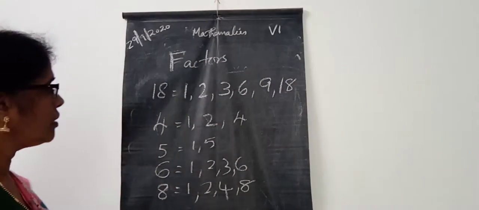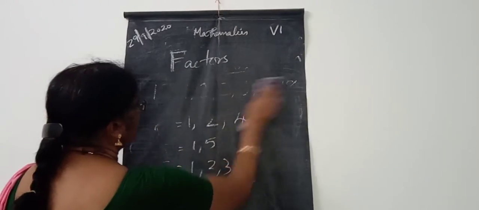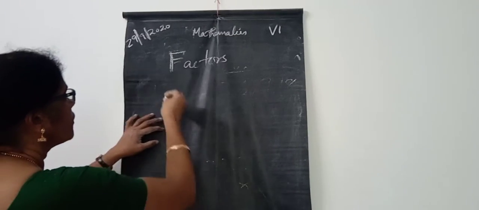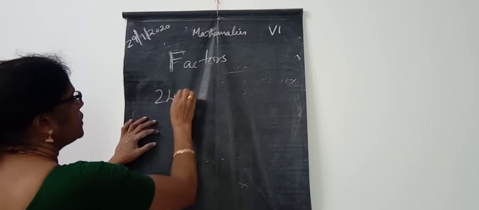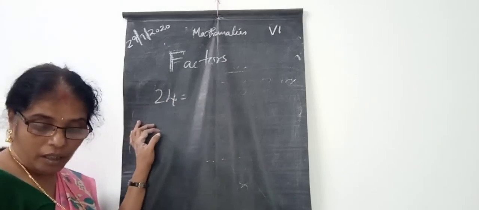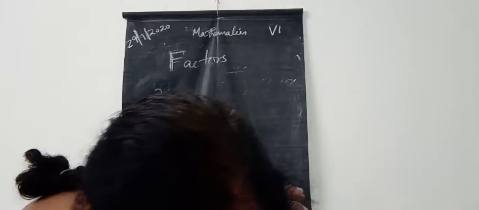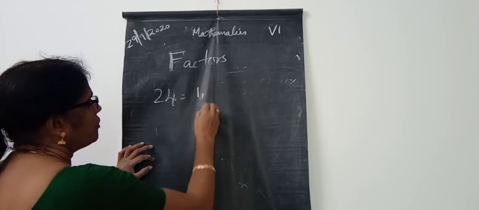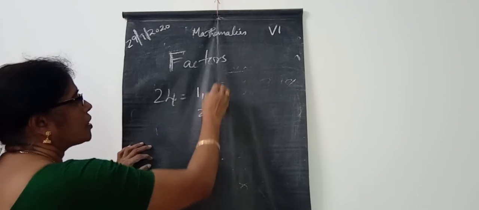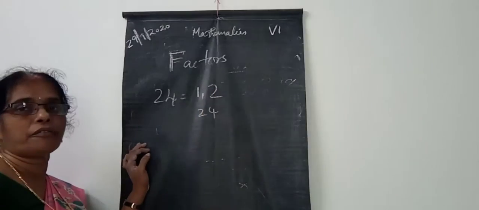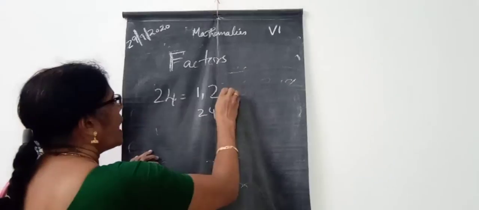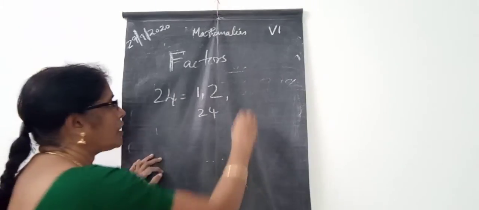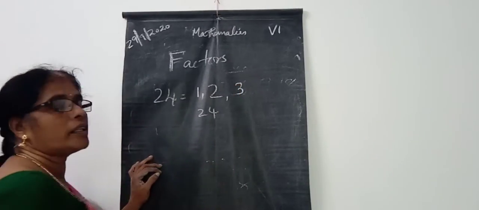If we take 24, 1 and that number itself, isn't it? 1 and that number itself means 1 and 24. We can write 1, 24 here. Any other factors? 2, 2 12s are 24, so 2 is also going. And 3, 8 3s are 24. 7 3s are 21, 8 3s are 24. So 3 is also going.